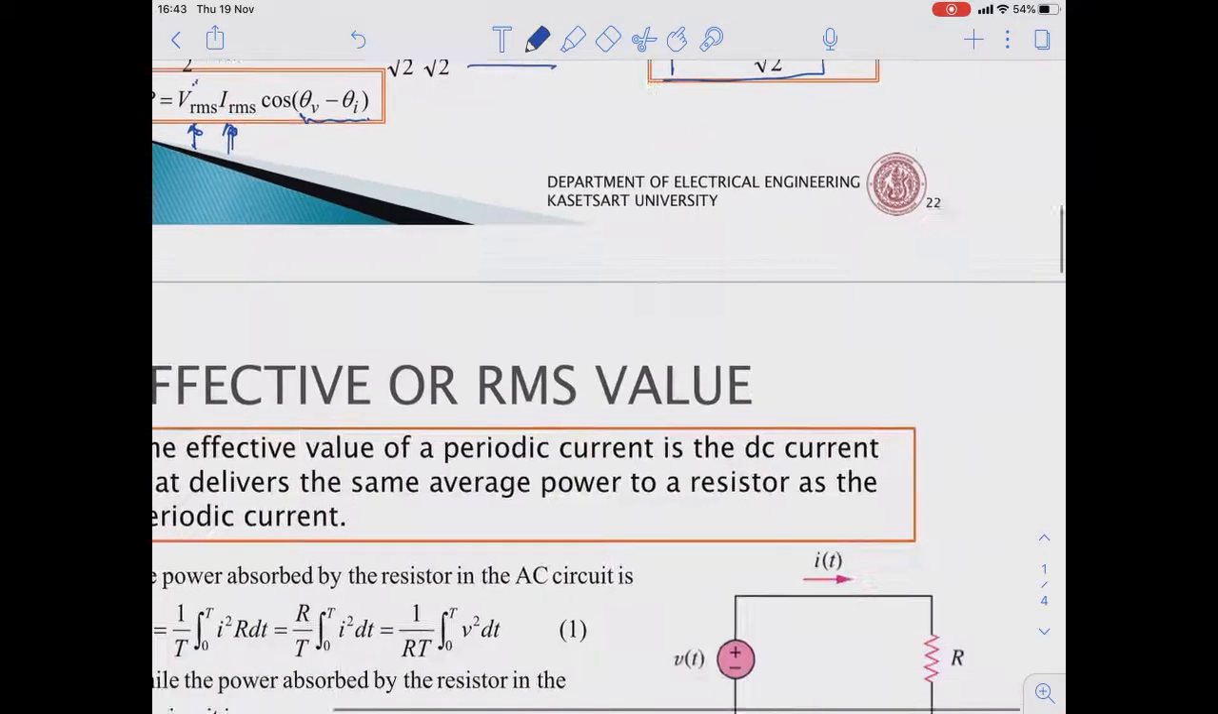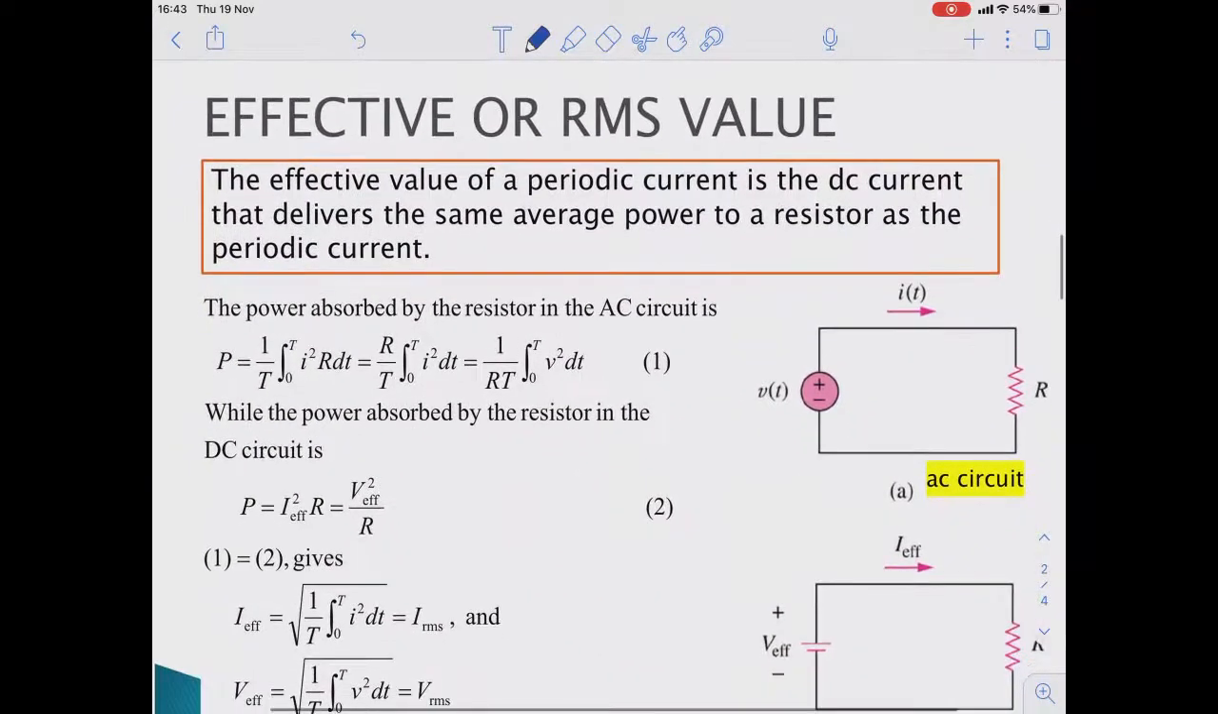Next, how about the effective value? The effective value of a periodic signal, let's start with the current, is the DC current that delivers the same average power to a resistor as the periodic current.